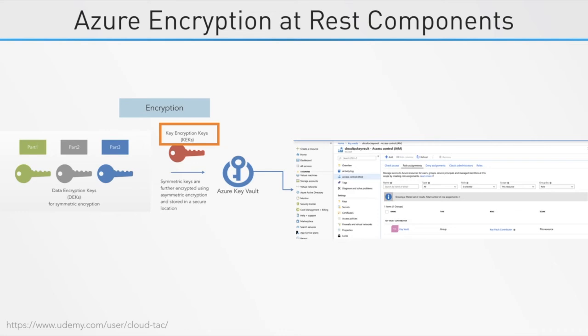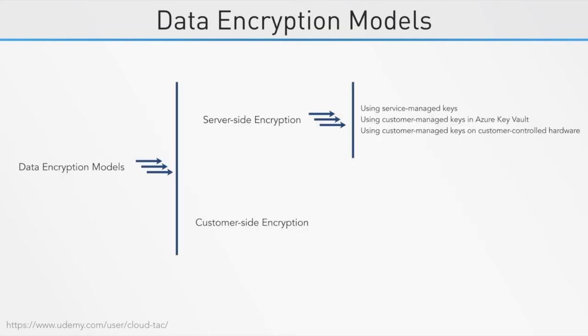The data encryption keys encrypted with the key encryption keys are stored separately, and only an entity with access to the key encryption key can get any data encryption keys encrypted with that key. The supported encryption models in Azure are split into two main groups: client-side encryption and server-side encryption.